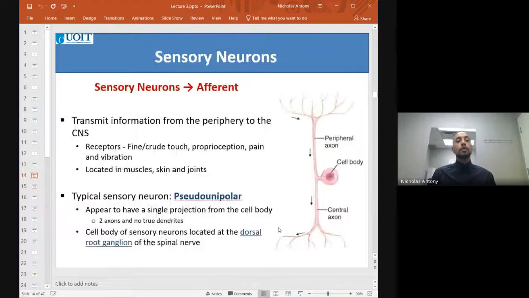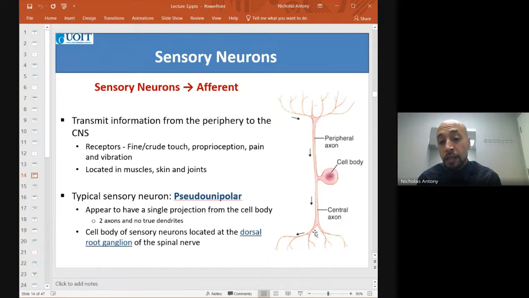Okay, so let's first talk about our afferent axons, or our sensory neurons. The most common sensory neuron is a pseudo-unipolar cell. If you look at this diagram, it looks a little different from the hypothetical neuron we drew in the previous diagrams. A pseudo-unipolar neuron looks like this. Can you see how the cell body's out to the side?